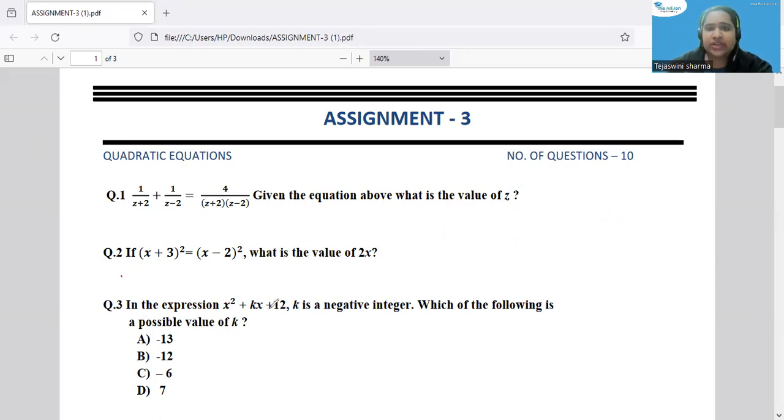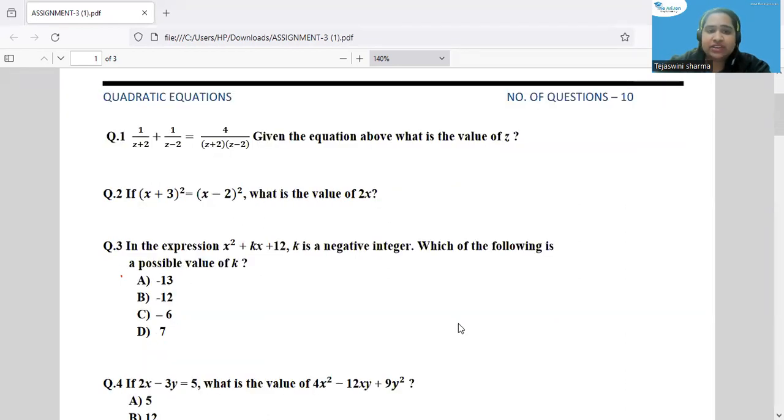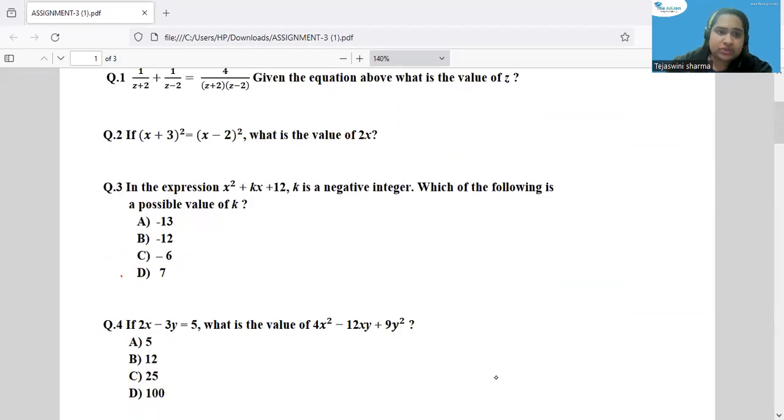In this expression, x to the power 2 plus kx plus 12, k is a negative integer, and which of the following is a possible value for k? As it is given that k is a negative integer, as you are observing here, the value in this option is positive. So for k, this option is not going to be the correct one. So we have to work among these three.